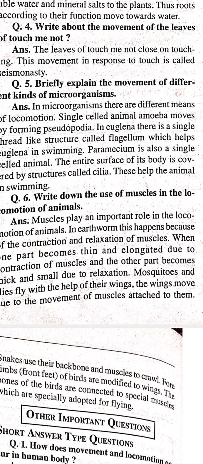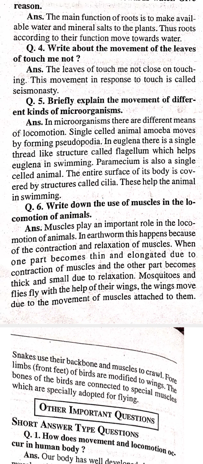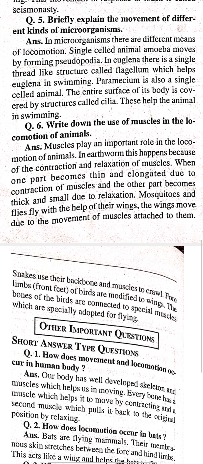The next question is, write down the use of muscles in the locomotion of animals. Children, as I told you, muscles play an important role in the locomotion of animals. Like the earthworm, this happens because of contraction and relaxation. When one part becomes thin and elongated due to the contraction of muscles, the other part becomes thick and short due to relaxation. Mosquitoes and flies fly with the help of their wings. The wings move due to the movement of muscles attached to them. Snakes also use their backbone and muscles to crawl.